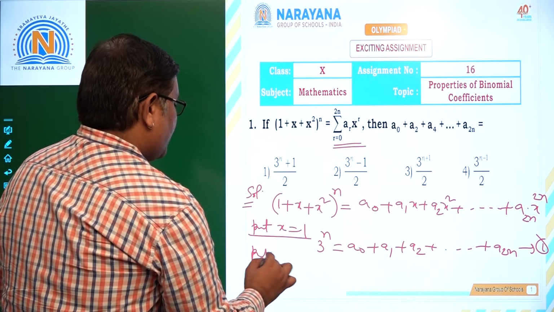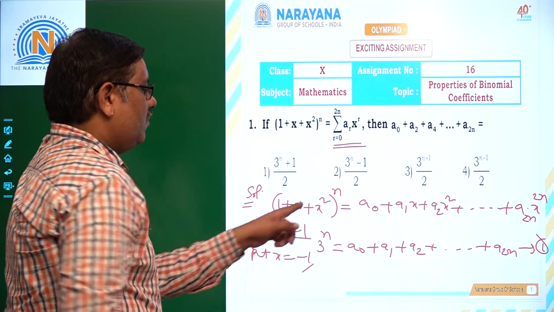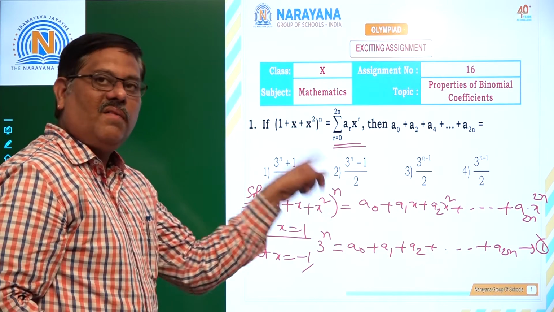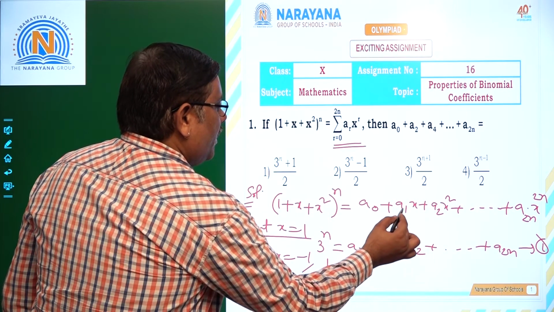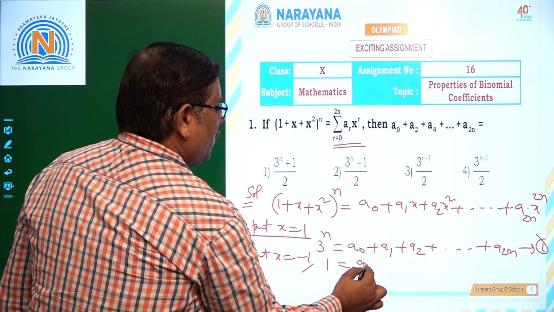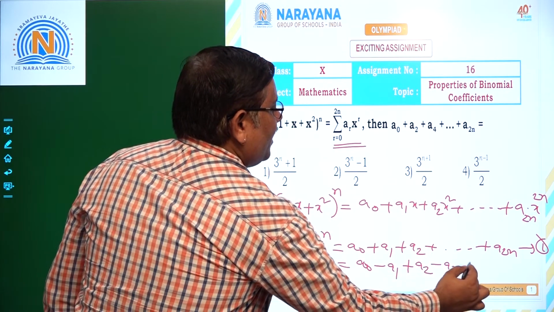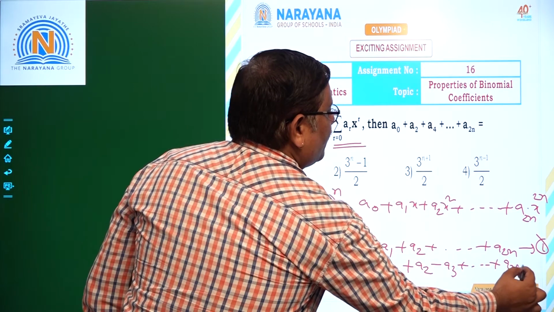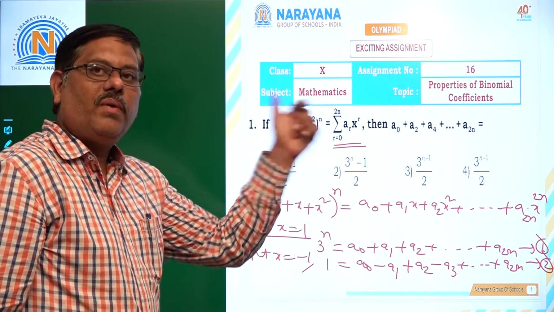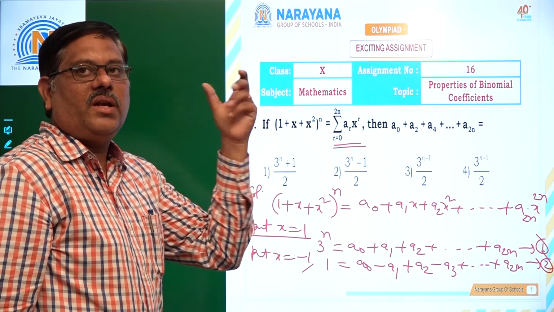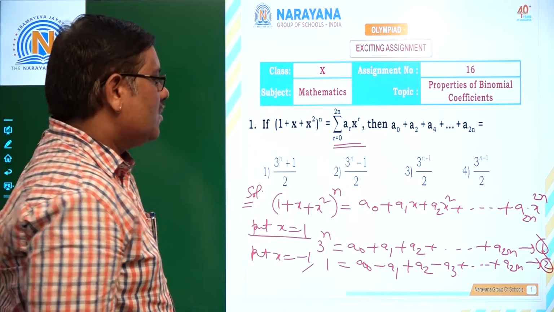Similarly, we put x as minus 1. Then 1 minus 1 is 0, 1 square minus 1 square is 1, and 1 power n is 1 itself. So 1 is equal to a0, here it is a1 into minus 1, so we are going to have minus a1 plus a2 minus a3 plus so on plus a2n. That is the second condition, because (minus 1) power 2n, where 2n is even, and minus 1 power even is plus itself. So plus a2n. So we have 1 and 2.